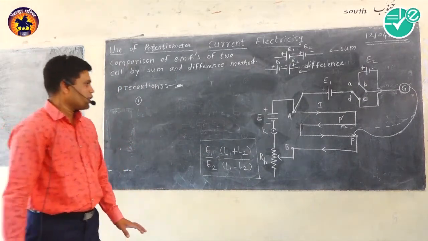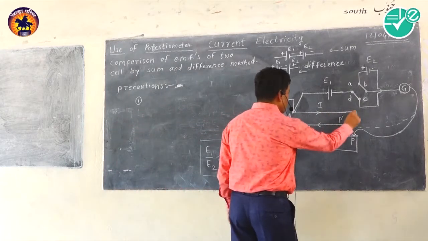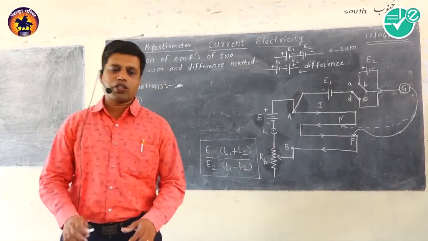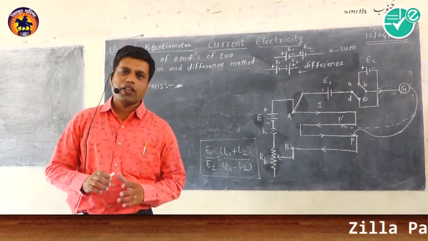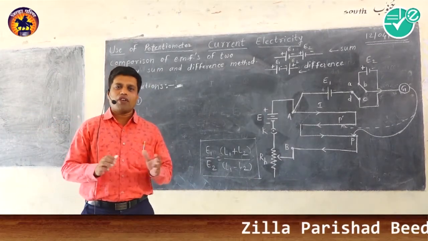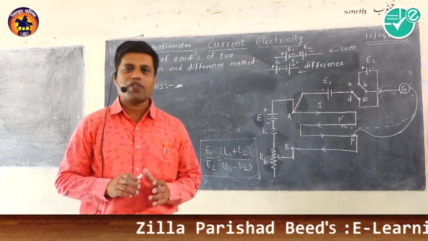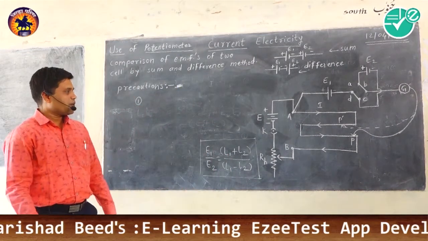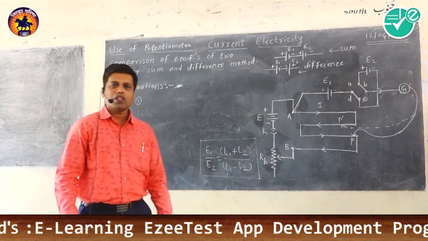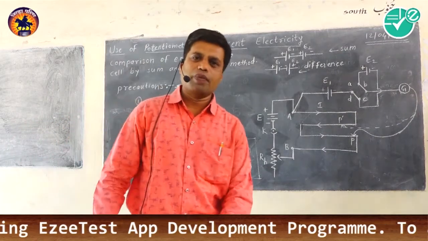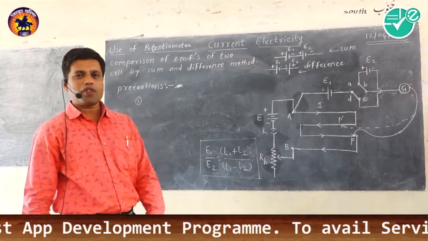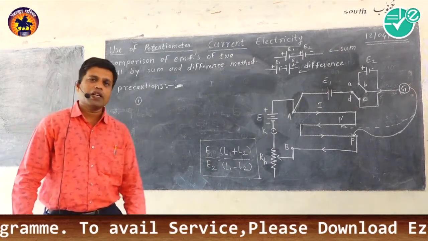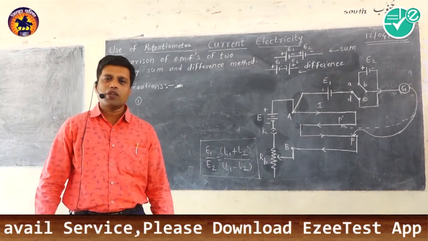And the fourth precaution is that the potentiometer wire AB must have high resistance. If we have taken these four precautions while doing the experiment, then it will not affect our reading in the experiment. So I think with this we will stop here for potentiometer comparison of EMFs of two cells by sum and difference method, and we will move towards the next article, that is internal resistance of a cell using potentiometer.